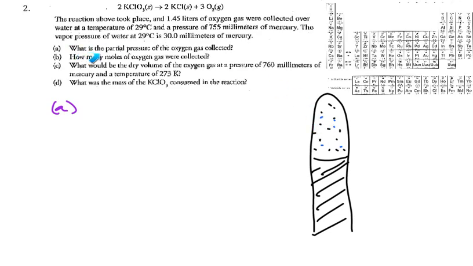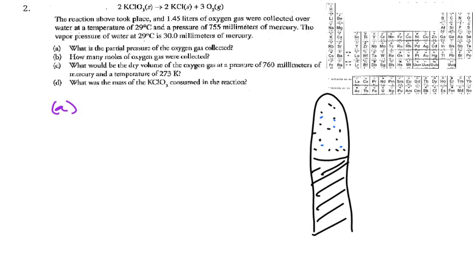So in part A, they want to know what is the partial pressure of the oxygen gas that was collected. And so the oxygen gas is represented by the black dots, the water is the blue dots, and we need to subtract out that little bit of pressure that's due to the water. So that should be pretty straightforward.